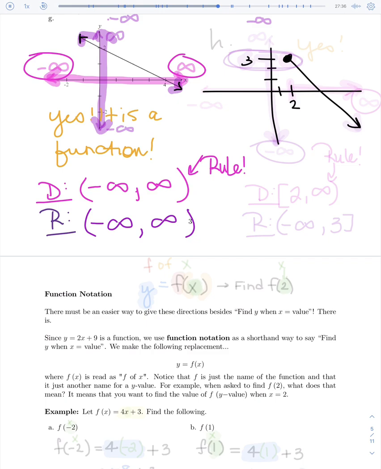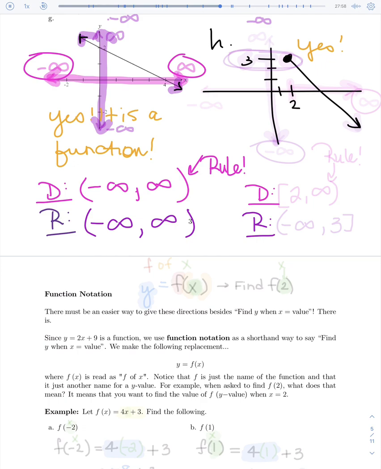Now I threw in this last one just for fun. I'm going to call that one H. It is a function, so we'll say yes. It is a function, but I wanted to throw in something that was a little bit different so that we could find its domain and its range. And let's see how that goes.